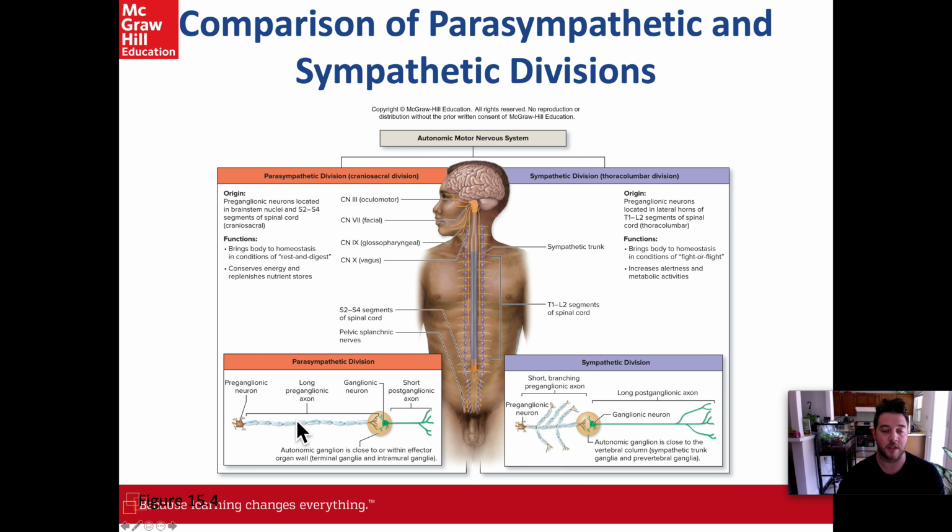You have your preganglionic neuron with this long axon, this autonomic ganglion that's going to be closer to the effector organ, and then a short postganglionic axon to actually go into the organ and affect its response, versus sympathetic with this short preganglionic neuron that's highly branched, and then a longer postganglionic axon.